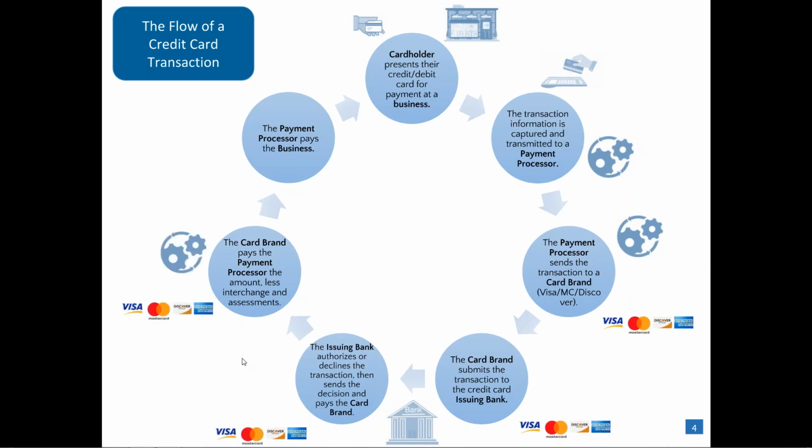And then that card brand sends that approval back to the payment processor. So for example, they'd send it back to us. Then the payment processor sends the approval back to the merchant via their terminal or software. And then the merchant lets the cardholder know, great, your transaction was approved. Go ahead, you've purchased these items. Have a great day. All of that happens within split seconds.